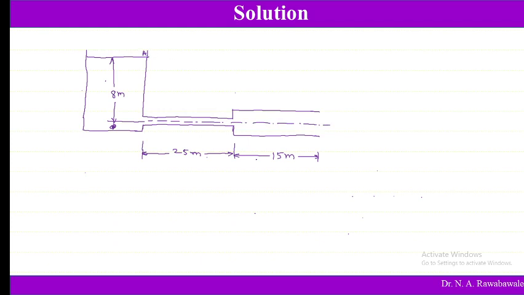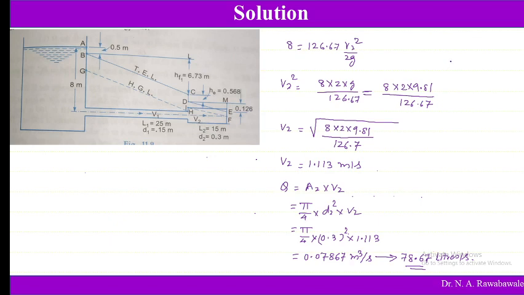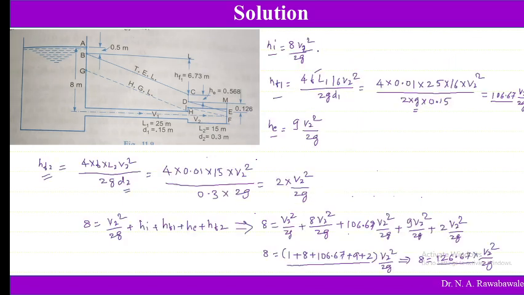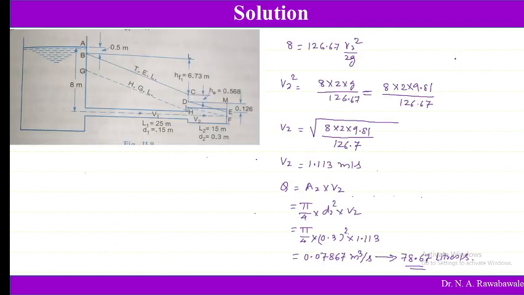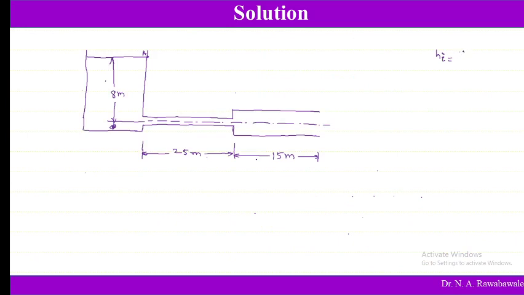So we will draw the total energy line first. This is 8 meters. So what we have seen is HE, HI. Substituting this velocity V2 in HI, what is given for HI is 0.5 V1 square. We can obtain V1, or directly substitute V2. So HI in terms of V2 is given as 8 V2 square divided by 2G. V2 value we know, that is 1.113 meters per second.